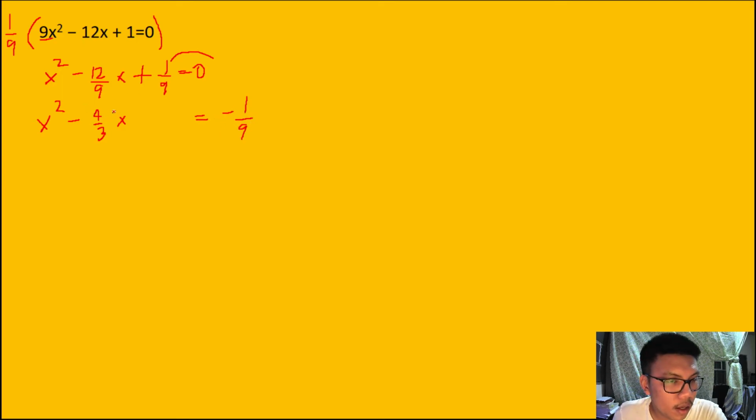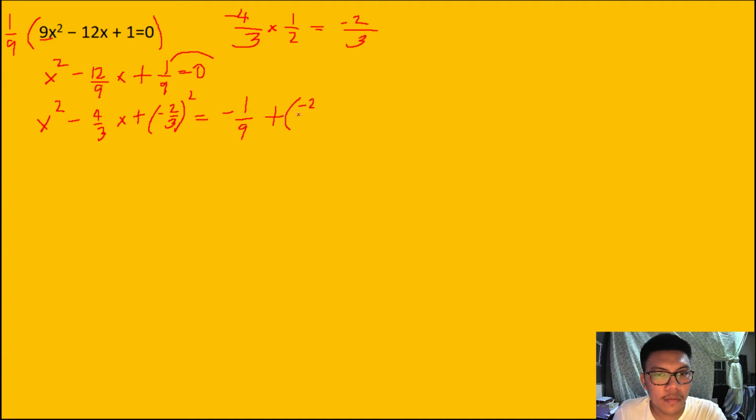Then, we get the half of this term, ano? O yung coefficient ng x. So, we have negative 4 over 3. We get the half. So, that is equal to negative 2 over 3. So, yun yung kalahati niya. Then, we add to both sides the square of that half. Okay, so we have negative 2 over 3 quantity squared. Then, dito rin sa kabila, ano?